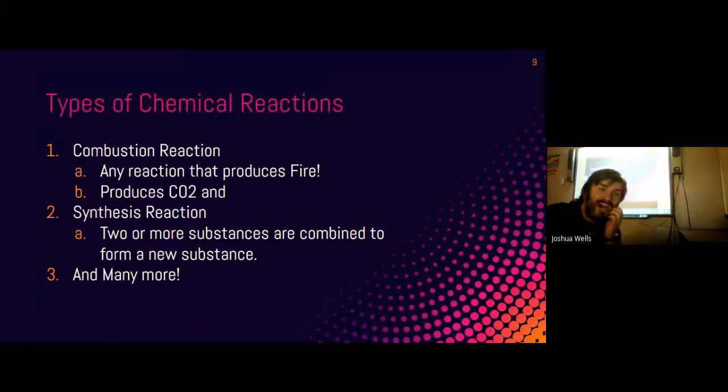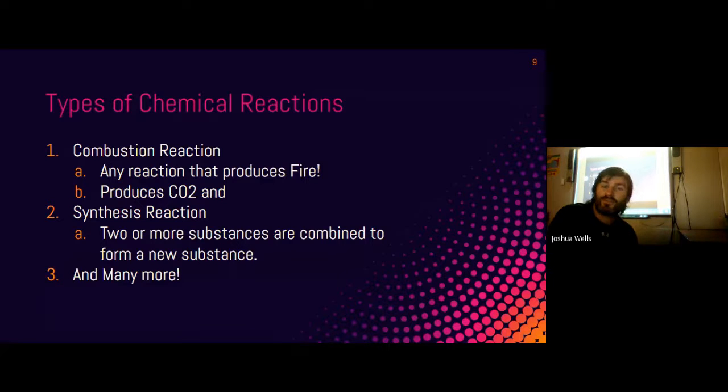Now, there are some types of chemical reactions. There's a long list of different types of chemical reactions, but I'm going to keep it simple. Two that are the most basic types: you have combustion reactions, and you have synthesis reactions. A combustion reaction is simply when anything is being burned or any time that fire is produced, that burning is what actually causes a chemical reaction.